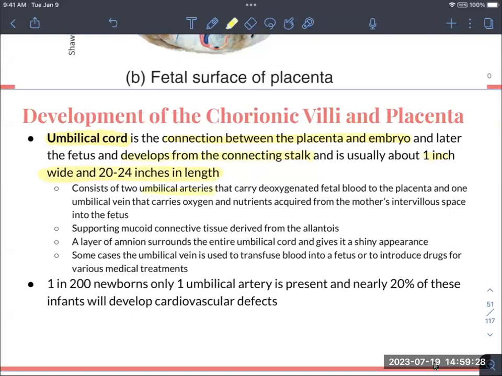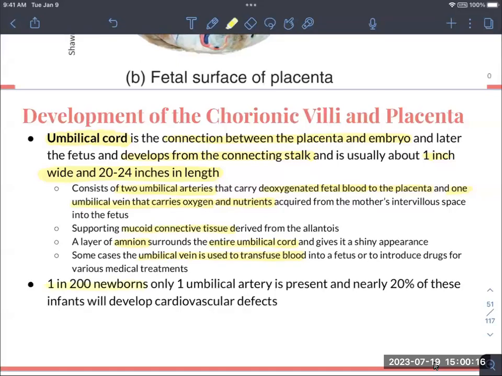It has 2 umbilical arteries, and that carries deoxygenated fetal blood to the placenta. 1 umbilical vein carries that oxygenated blood and nutrients from the mother's intervillous space. There's mucoid connective tissue. We have that amnion that surrounds the entire umbilical cord. This umbilical vein can sometimes be used to transfuse blood into a fetus. It can be used to administer drugs for different medical treatments.